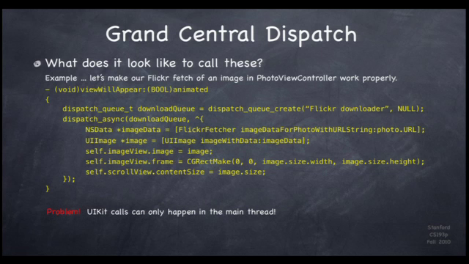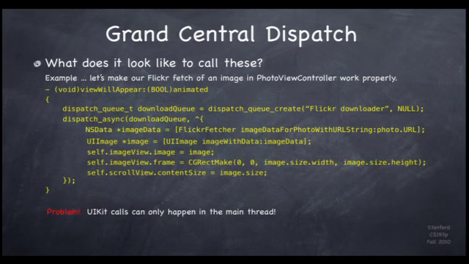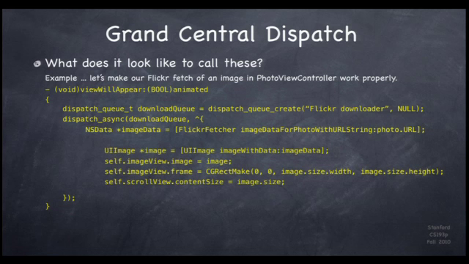I told you that UIKit code can only be executed in the main thread. But here I'm forking off this thing to download queue. That's a different queue than the main queue. And I'm calling self.imageView.image and self.imageView.frame, self.scrollView.contentSize, which is bad. I don't want to do that, because that's not the main thread. So how do we fix that? Well, let's just take that block of code and execute that in the main thread.